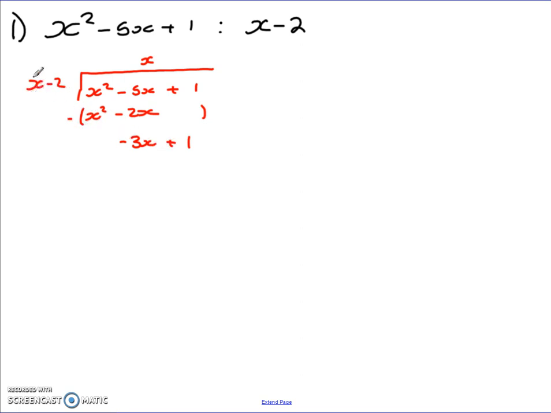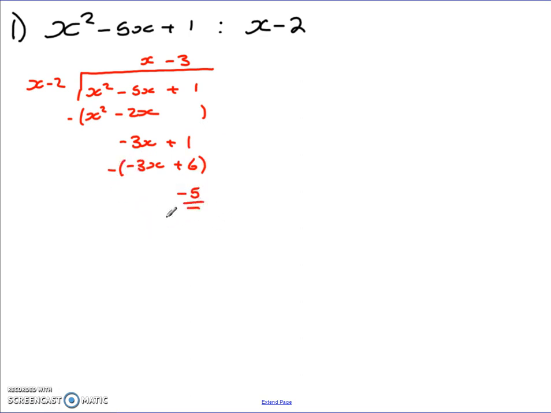So this time we take the first term again and divide the first term here by it. So negative 3x divided by x gives me minus 3. We then take the minus 3 and multiply the whole divisor by it. So we end up getting minus 3x plus 6. And again, same step at this point, we subtract. So we get minus 3x, take away negative 3x. So it's minus 3x plus 3x, it disappears. Great, exactly what we wanted. We've then got 1, take away 6, gives me negative 5.